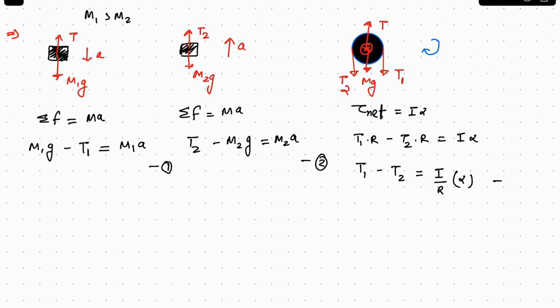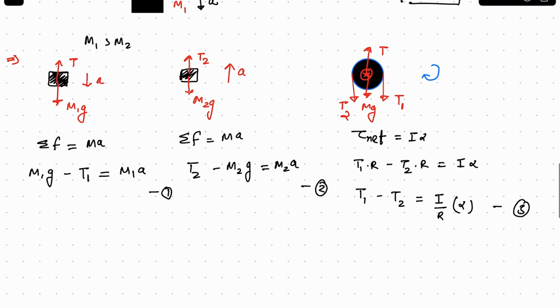Now as you know in mathematics, if we have two unknowns, we should have at least two equations so that we can solve the problem. If we have three unknowns, then we should have three equations. If we look at this problem, how many unknowns are there? The acceleration A is unknown. T1 and T2 I have assumed, so they are also unknown, and the angular acceleration alpha is also unknown, and I have three equations.